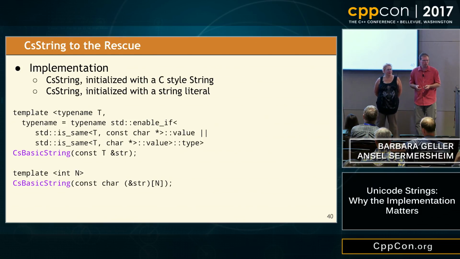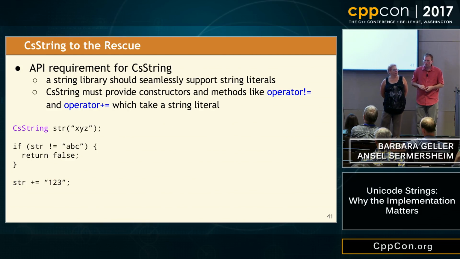Why do we do this? Because we had an API requirement for CsString: string literals are really important for API quality. If you can't use string literals in your code when you're manipulating strings, it becomes very difficult to read because you have constructor calls or conversions littering anything that works with strings.